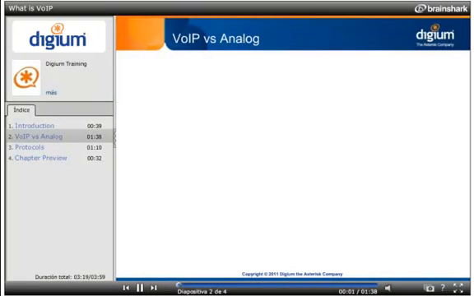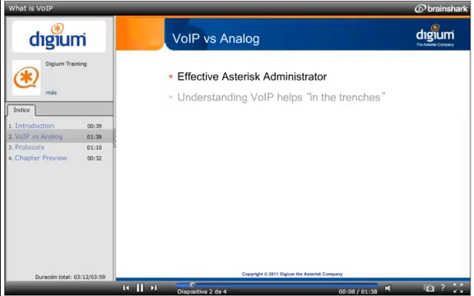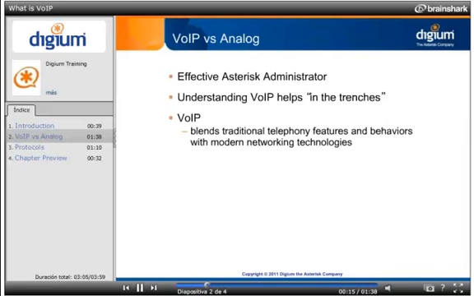Our goal throughout this course is to equip you with the information necessary to be an effective Asterisk administrator. Having a high-level understanding of VoIP will help you in the trenches when designing and troubleshooting your system. Without going too deep, we'll simply state that voice over IP blends traditional telephony features and behaviors with modern networking technologies. VoIP protocols try to mimic the user experience and feature set of traditional telephony systems, despite having completely distinct underlying technologies. For example, one important difference between VoIP and traditional telephony is the way call setup is performed.